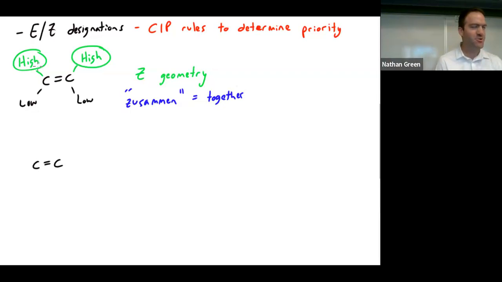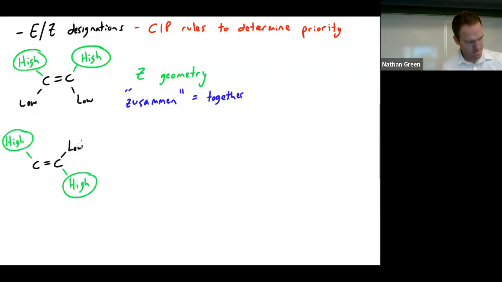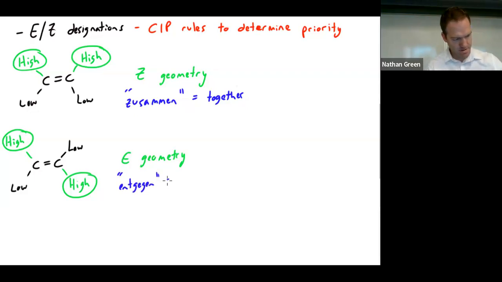All right, so the two high priority groups are on the same side, Z, or the two high priority groups can be on opposite sides. Okay, so now my high priority groups are not on the same side, they're on opposite sides. So this one would be E geometry. And I will rewrite it, but you know why. Entgegen means opposite.